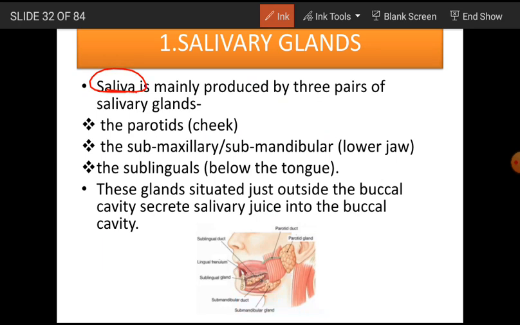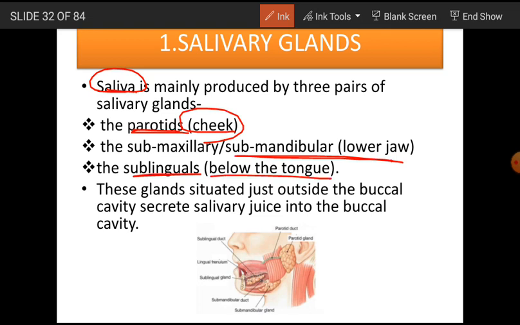The first one is known as the parotid. Parotid is present near the cheek region. Second is known as the submaxillary or the submandibular gland. Mandible means the lower jaw, so submandibular is present near the lower jaw. And we have the sublingual gland. Lingual means tongue, so sublingual means it is present below the tongue.